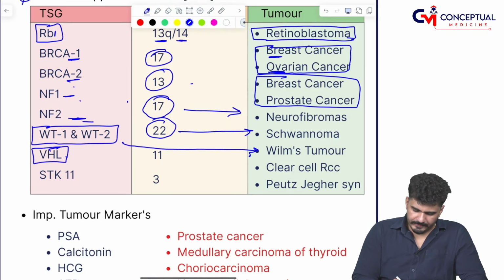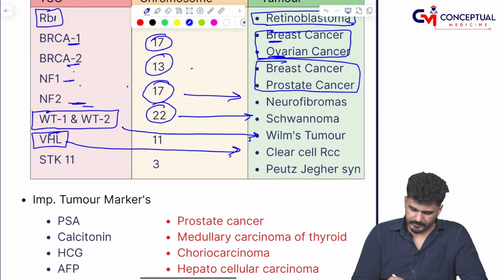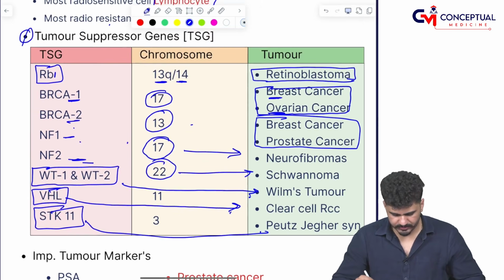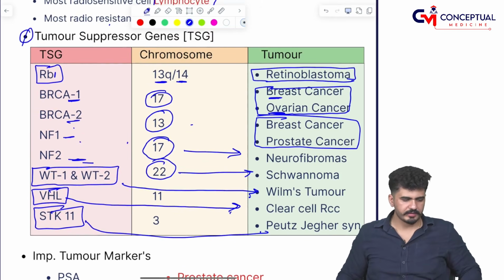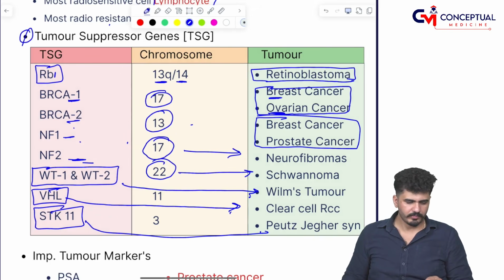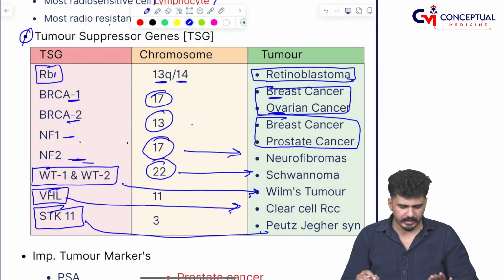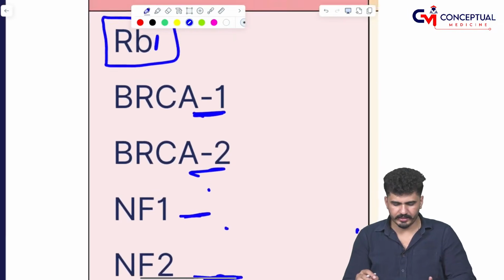VHL leads to clear cell carcinoma of the renal cell. STK11 is going to cause Peutz-Jeghers syndrome. So my dear friends, remember these important genes and the tumors associated with them. Shall I ask you some questions by hiding it right now, sir?